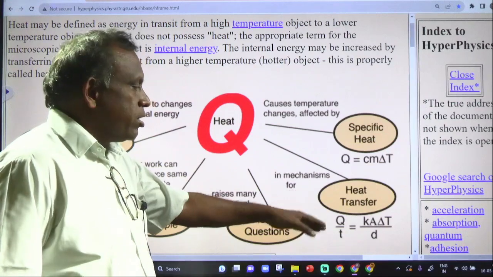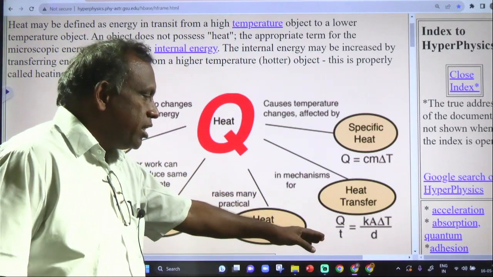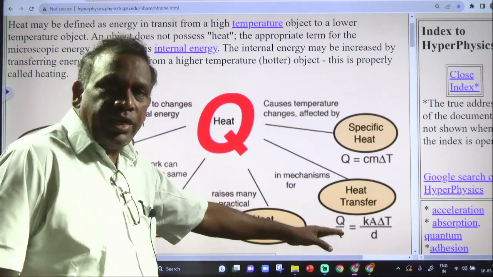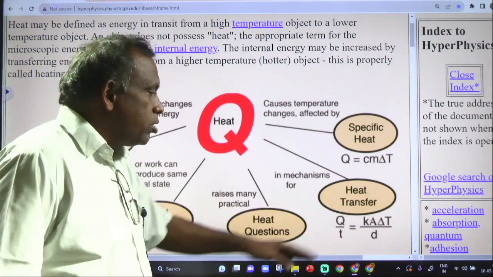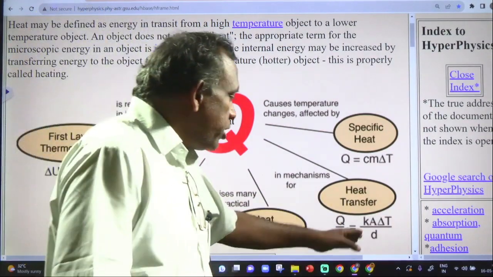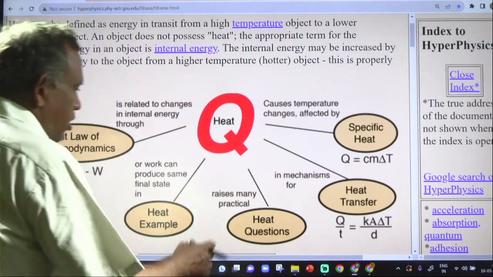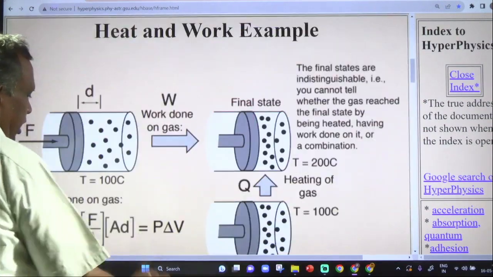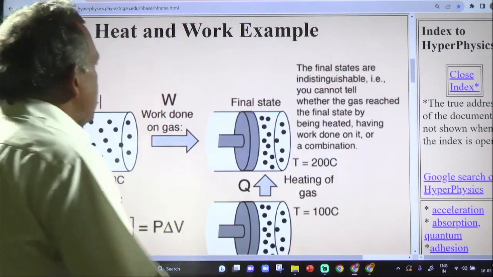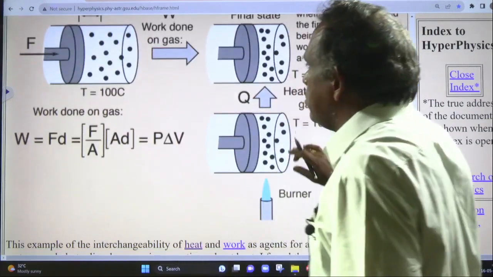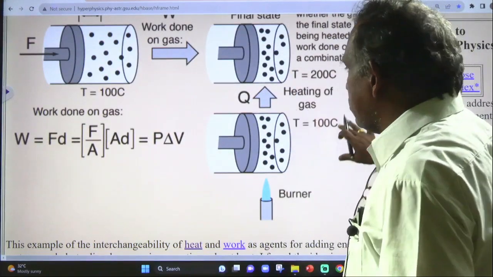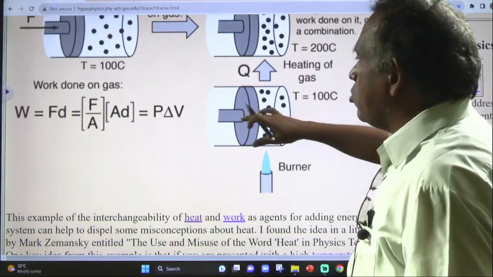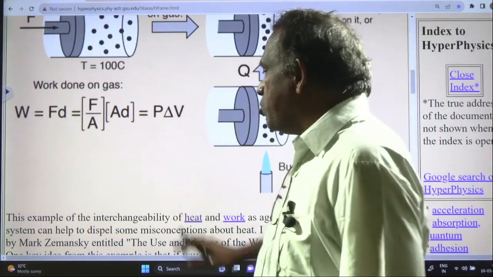Heat transfer is the rate of heat energy flow. The rate of heat, Q by t, is equal to KAΔT upon d. That is heat transfer. Some heat examples you can take. There is work done: the work done is equal to pressure into change in volume.